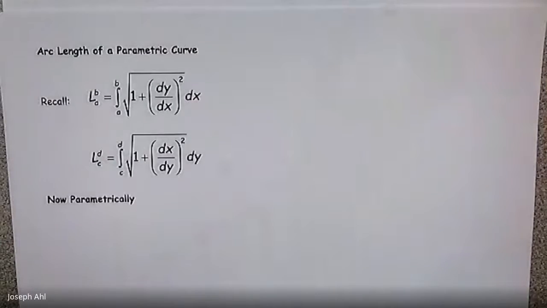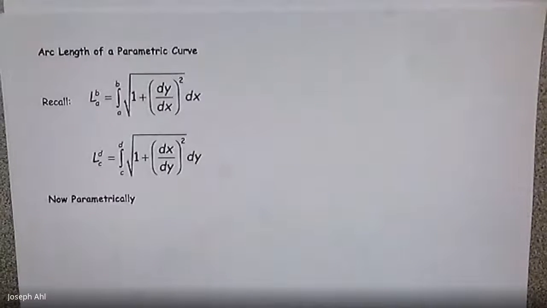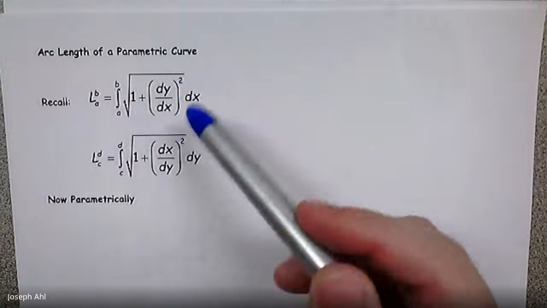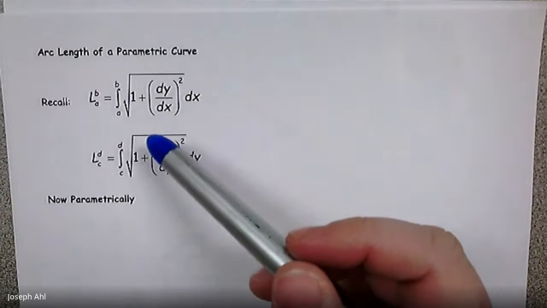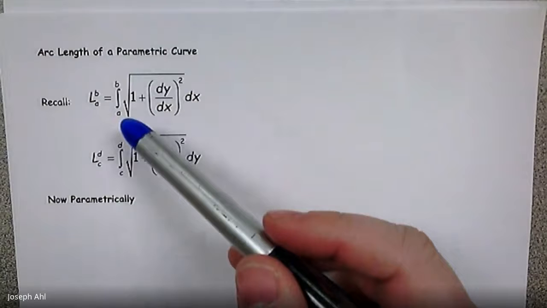So we've got arc length of a parametric curve. What we're going to do, of course, is compare this to what we know about arc length in general. We've done arc length with respect to x and with respect to y. The way we derive the equation has something to do with distance, and it turns out we can get this simplified too.